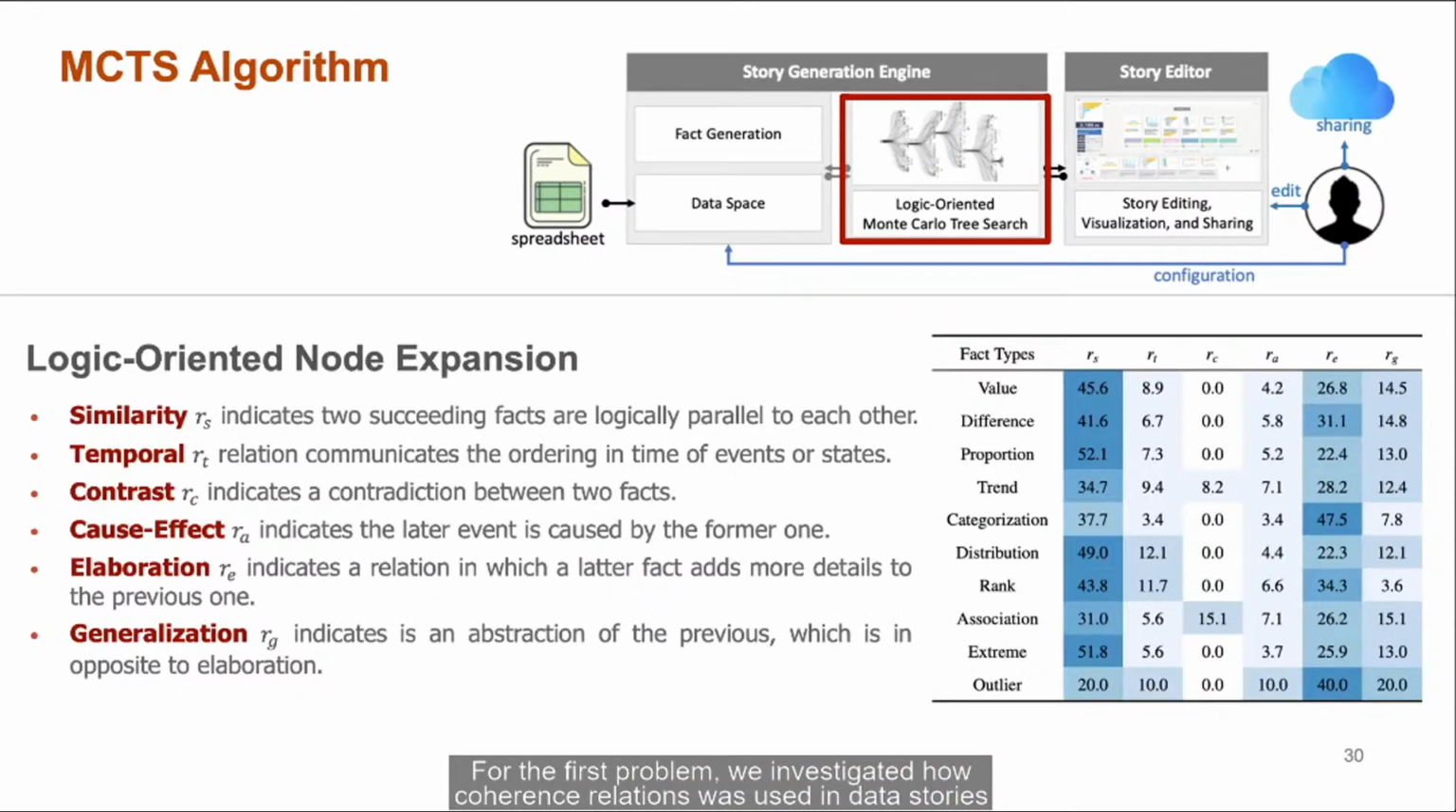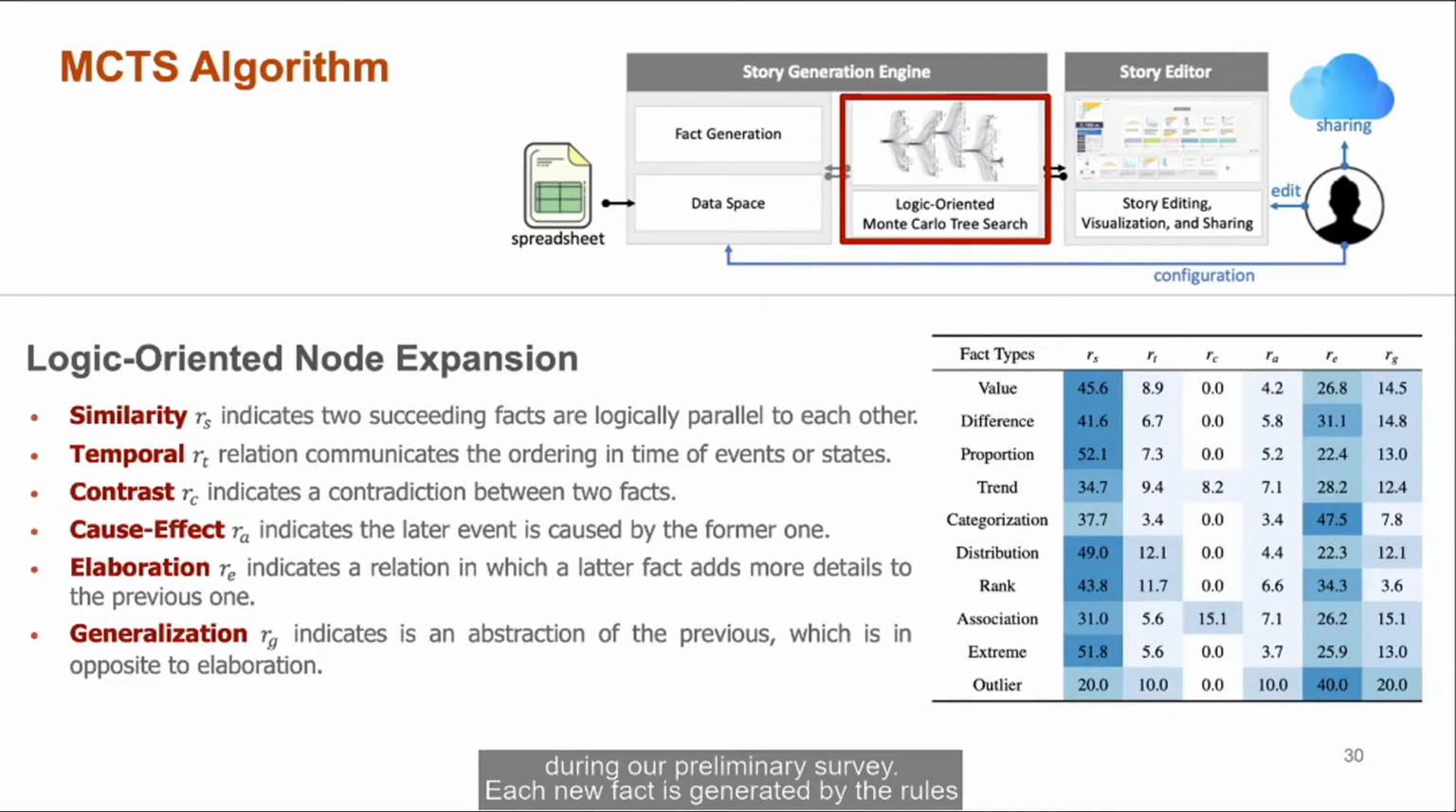For the first problem, we investigated how coherence relations were used in data stories during our preliminary survey. Each new fact is generated by the rules according to the relation. For example, regarding elaboration, we create a new fact by shrinking the scope of the previous subspace via adding more constraints or setting a focus to zoom into a more specific scope.